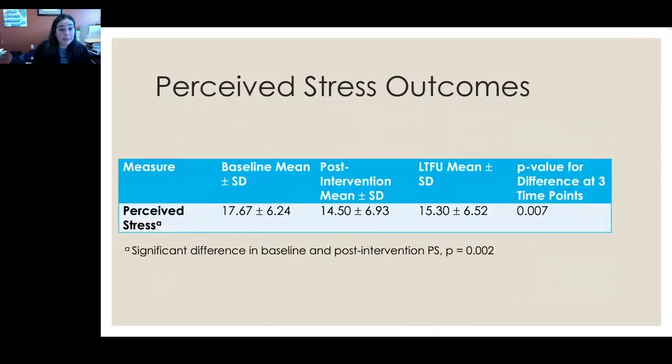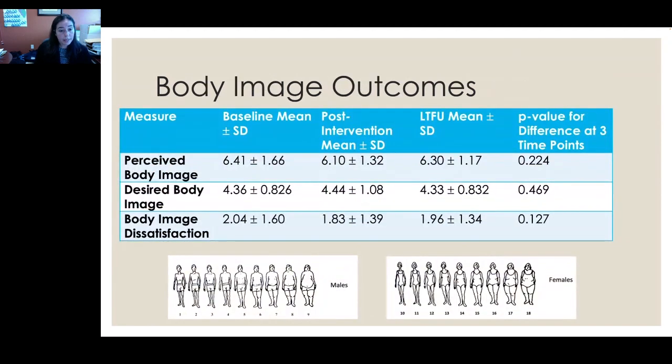And as far as perceived stress, there was a significant change over time, and pairwise comparisons show that there was a significant difference between baseline perceived stress and post-intervention perceived stress. And for body image, there was no significant difference across time for any of the body image outcomes.